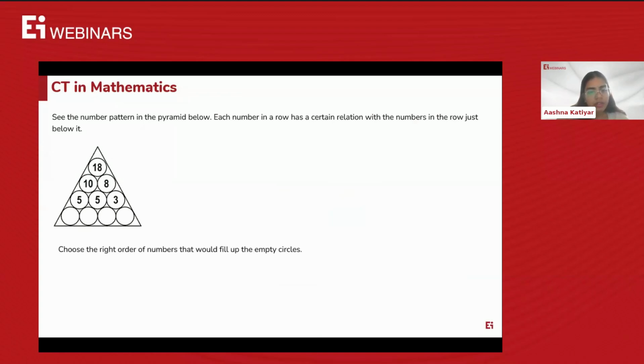Choose the right order of the numbers that would fill up the empty circles, and the options are option A 3, 2, 3, 1. Option B 2, 3, 2, 1. Option C 1, 4, 2, 1. And option D 1, 4, 1, 1. So this question is based on problem solving, but the student needs to perform some mathematical operations to get to the correct answer.